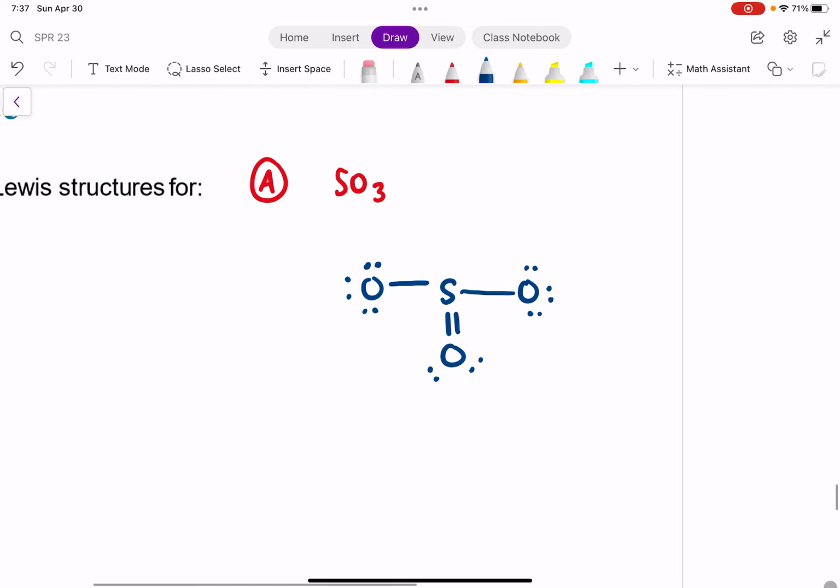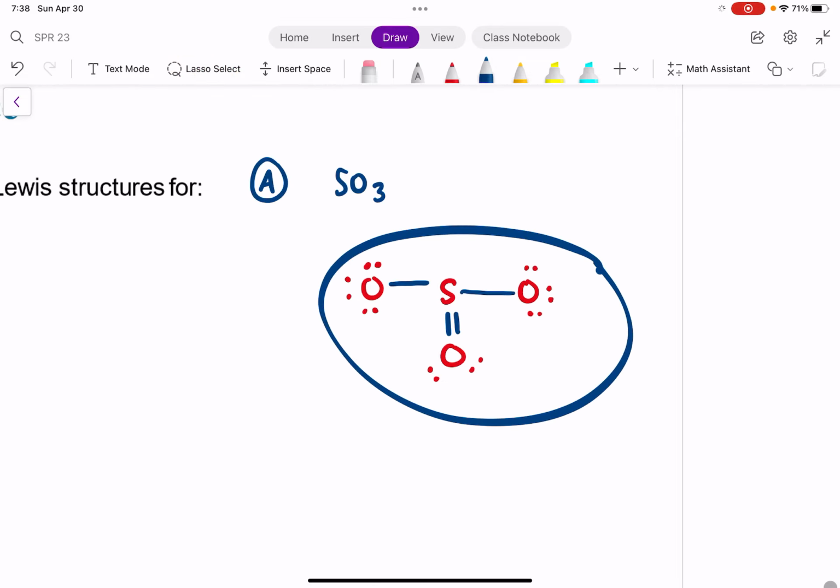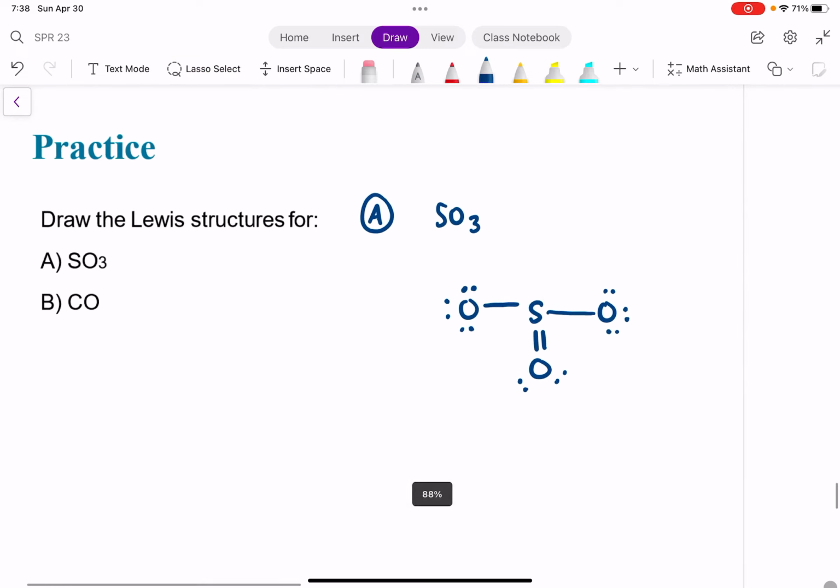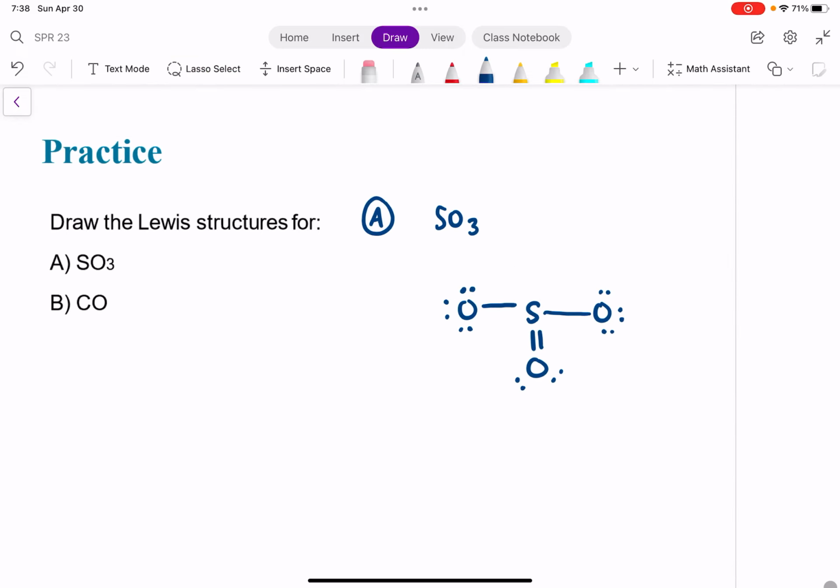Make it blue. Yeah, then we better make this blue too. Oh gosh, okay. Oh my gosh, sorry. Can't my computer read my mind? Okay, let's try B now. B, let's just do over here.